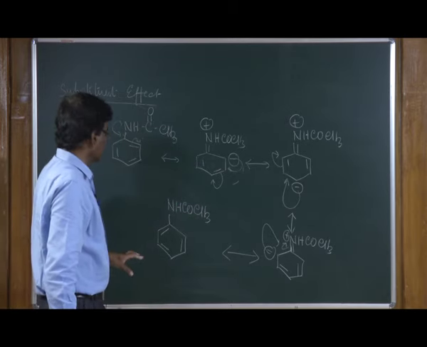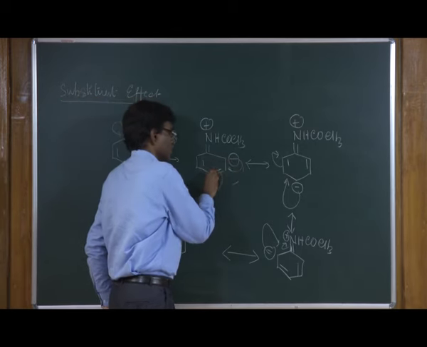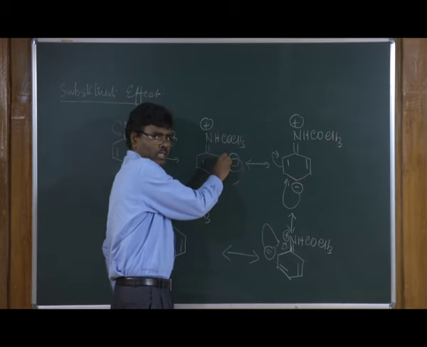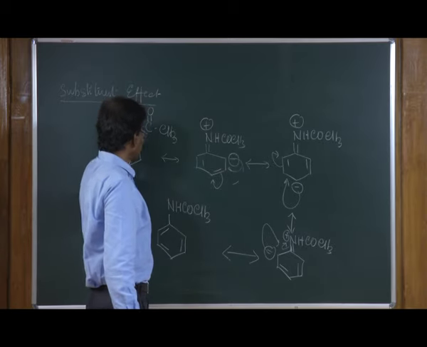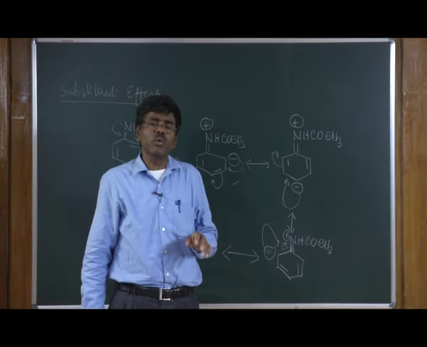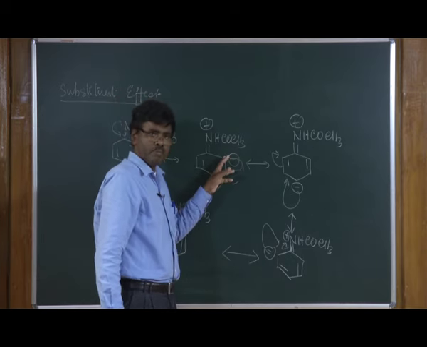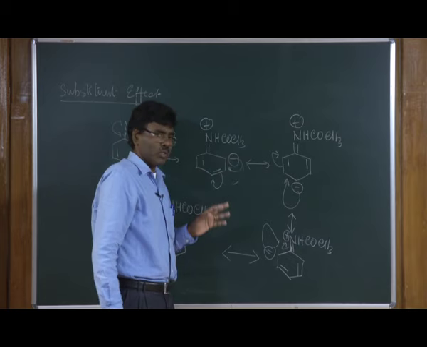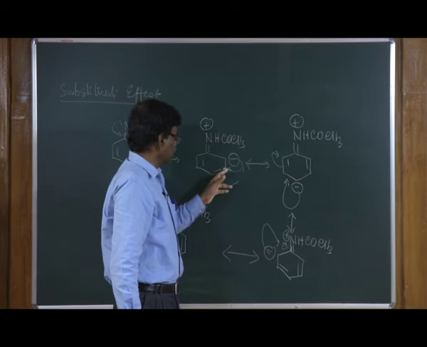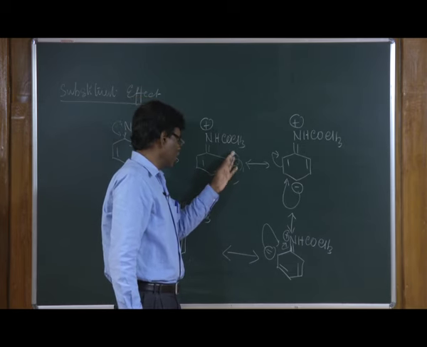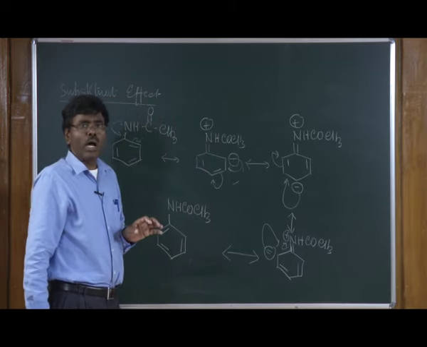If you look at these structures, as you can see here, the electron density is more at the ortho and para position. You can see here, the ortho carbon has more electron density and the para carbon also. Therefore, whenever you have this kind of substituent in the benzene ring, if you do the electrophilic substitution with these substrates, selectively the electrophile undergoes reaction at ortho and para position to give a mixture of compounds most of the times, and usually the reaction does not take place at meta position. This is because you have more electron density at the ortho and para position.